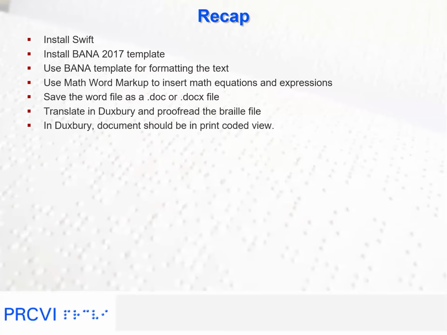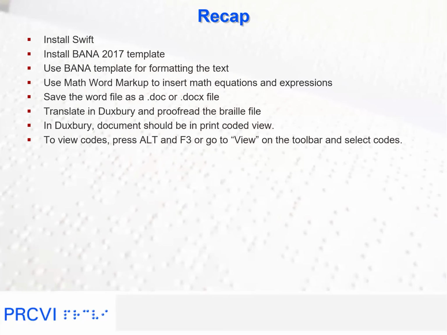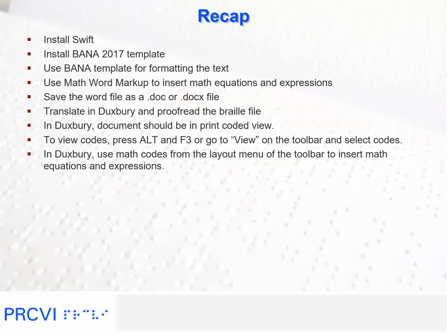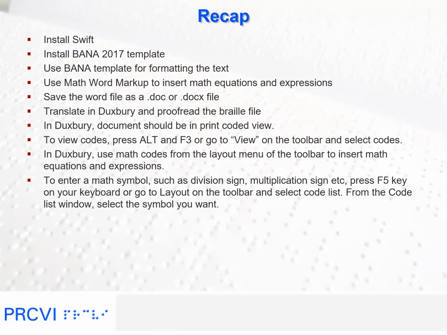In Duxbury, documents should be in print coded view. To view codes, press Alt and F3 and go to View on the toolbar and select Codes. In Duxbury, use math codes from the Layout menu of the toolbar to insert math equations and expressions. To enter a math symbol such as division sign, multiplication sign, press F5 on your keyboard or go to Layout on the toolbar and select Code List. From the code list, select the symbol you want.